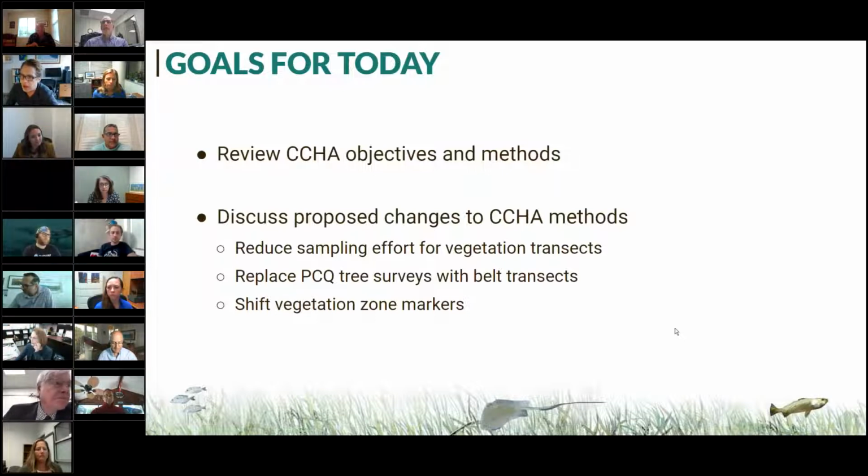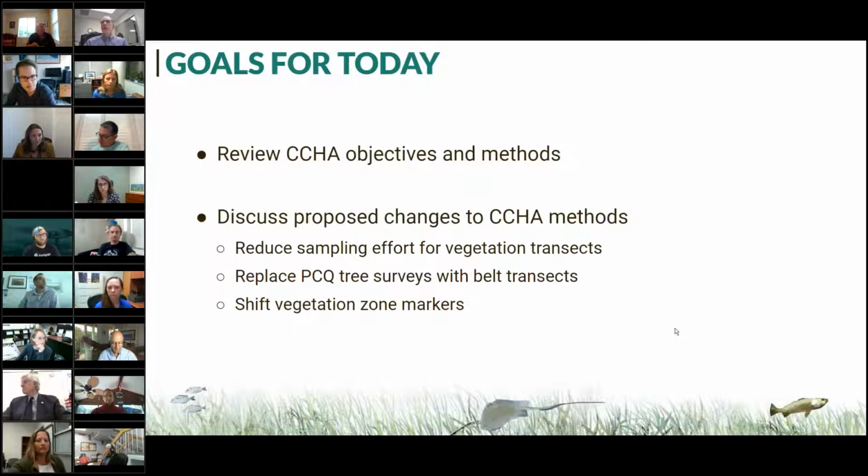And so if you're not familiar with CCHA, these methods won't necessarily make sense right away, but I'll go over what these changes are, both talking about the current design and how we're proposing to change them moving forward. And overall, the idea is to reduce sampling effort in the field while not sacrificing the data we get from the surveys.